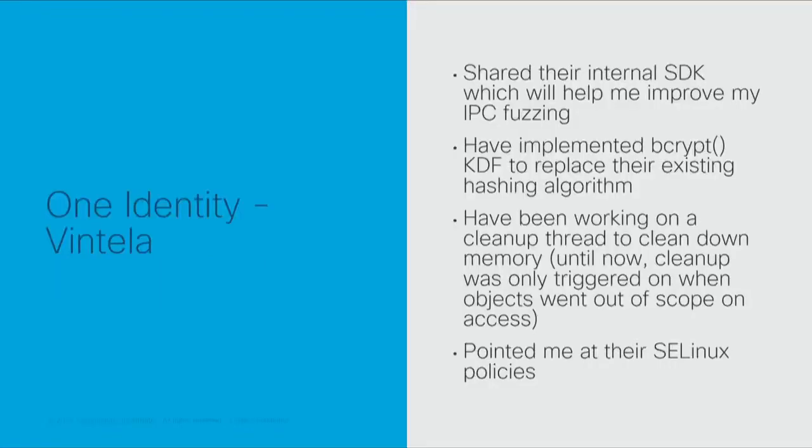I've mentioned that Vintella were pretty awesome, and that's just how awesome they were. When we started speaking to them back in June, their first thought was, can we give you our SDK so you can make your fuzzing more effective? Their second thought was, great, we'll get rid of the SHA hashes, we'll move across to bcrypt. Their third thought was, oh yes, plain text in memory. We know why that is. It's because we have to keep it there in case somebody needs a password reset as part of the login process, and we don't want to ask them for their password again. But we'll write a separate cleanup thread that will clear down that memory as quickly as possible. And they put that in with their SAP Linux policies.